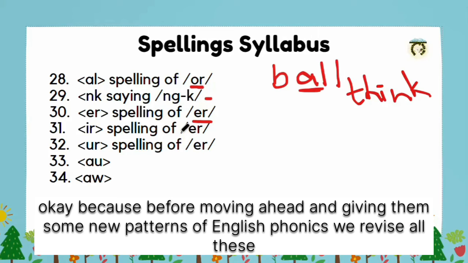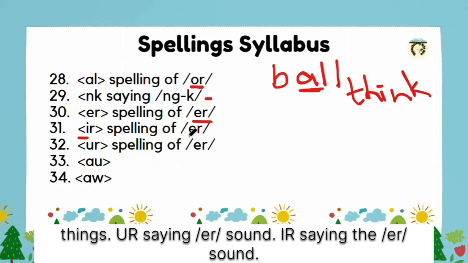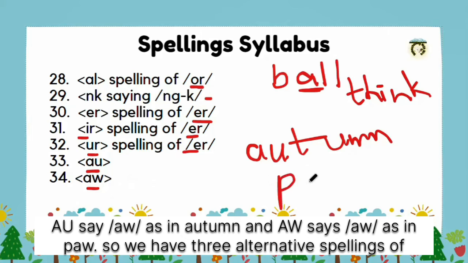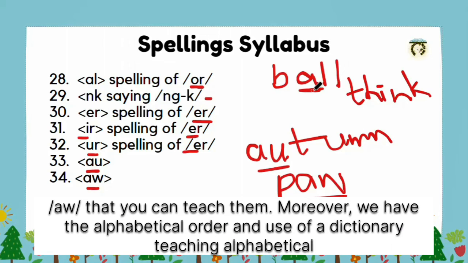Because before moving ahead and giving them some new patterns of English phonics, we revise all these things. IR saying R, UR saying R, AU saying the AW sound, and AW also saying the AW sound. AU says AW as in autumn, and AW says AW as in paw. So we have 3 alternative spellings of AW that you can teach them.